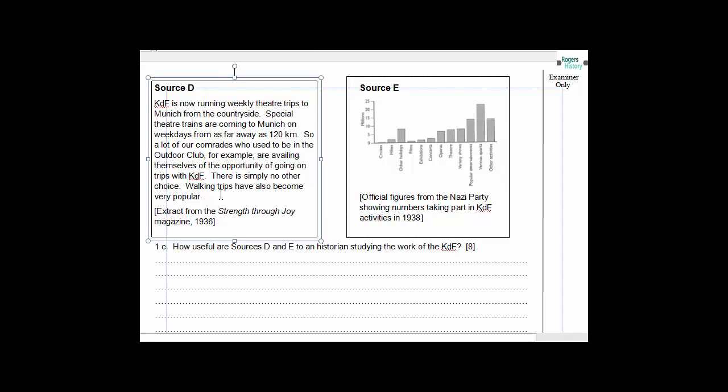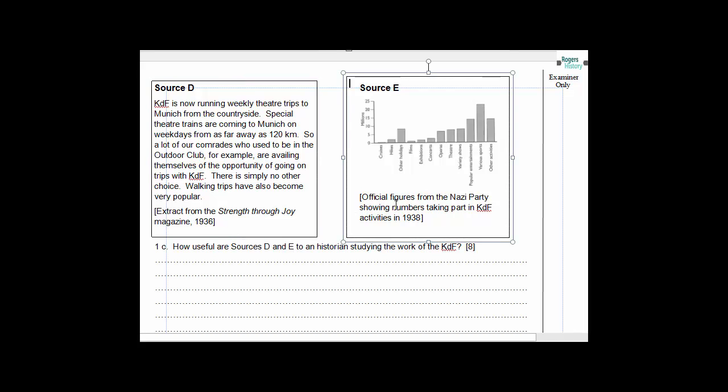So your typical ones might be a magazine. The magazine here, just looking at that as an example, it's an extract from Strength Through Joy magazine. So we know that's a Nazi publication straight away. We know it's probably been produced to promote what the KDF is doing, and that's exactly what it is doing. We know it's probably going to be one-sided or biased because it's been produced by the Nazis.